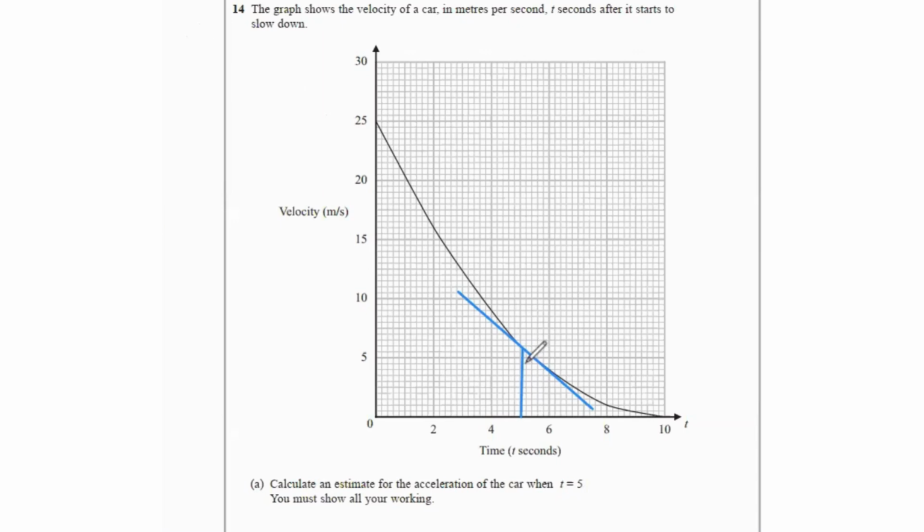So I'm going to pick 2 points, preferably whole numbers. I'm going to pick this point, and I'm going to pick this point. So this is 5 and 4 point. That's going to be 7.5.